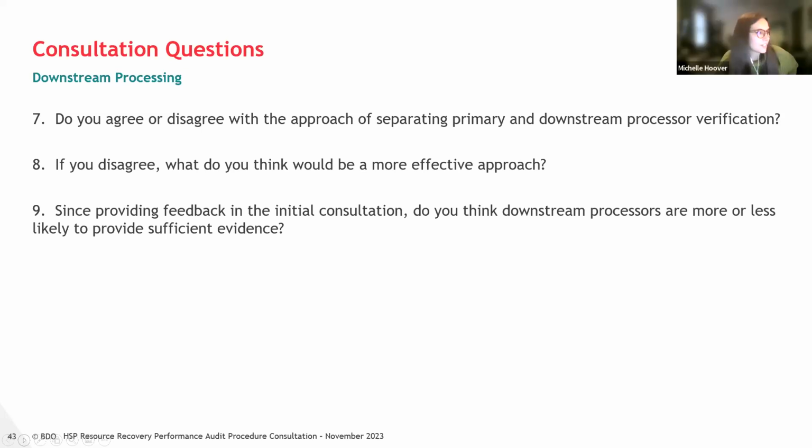Thanks, Peter. So these are our final questions. The first one being, do you agree or disagree with the approach of separating primary and downstream processor verification? If you disagree, what do you think would be a more effective approach? And since providing feedback in the initial consultation, so that's phase one, do you think downstream processors are more or less likely to provide sufficient evidence?